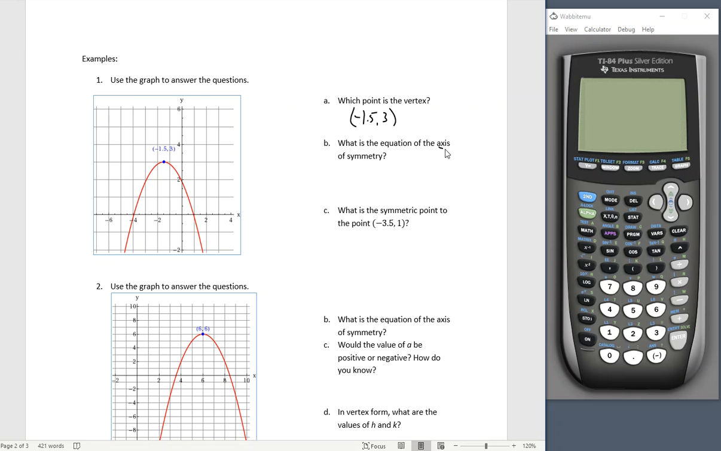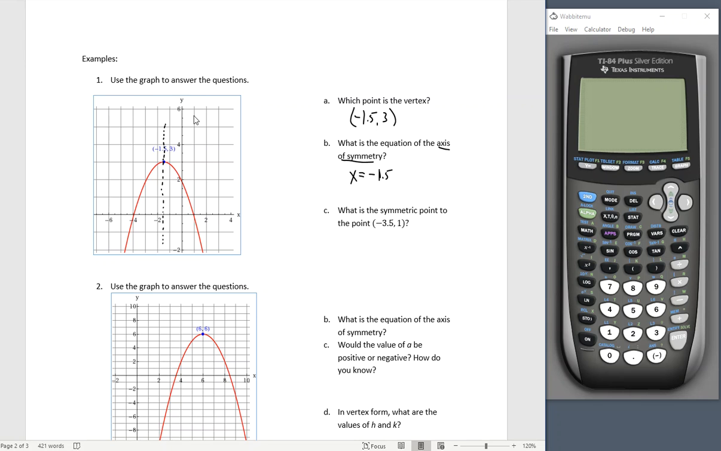Now, the axis of symmetry. If I were to put a little mirror in here, and it's always going to be a vertical mirror, the left side of that mirror and the right side of that mirror should be equal. We call this the axis of symmetry, and it's always an x equals equation because it's a vertical line. It always goes through the vertex, so it's always x equals whatever the x-coordinate of the vertex is.